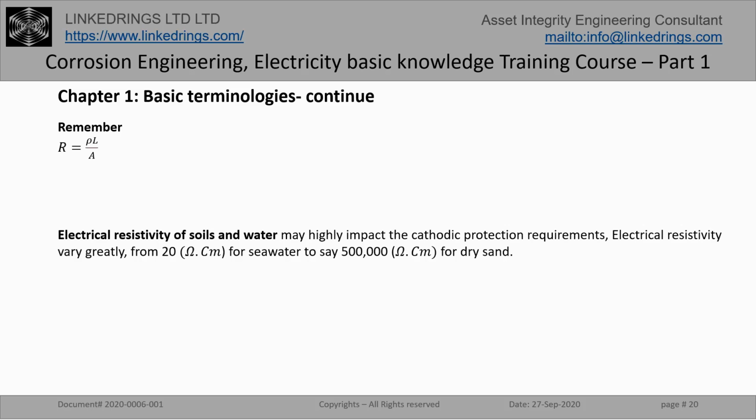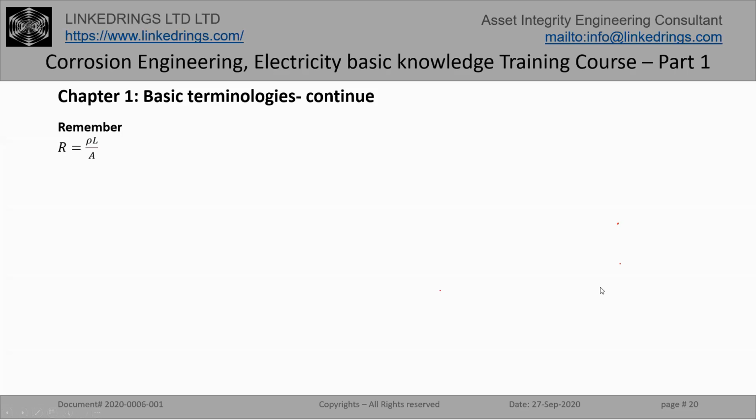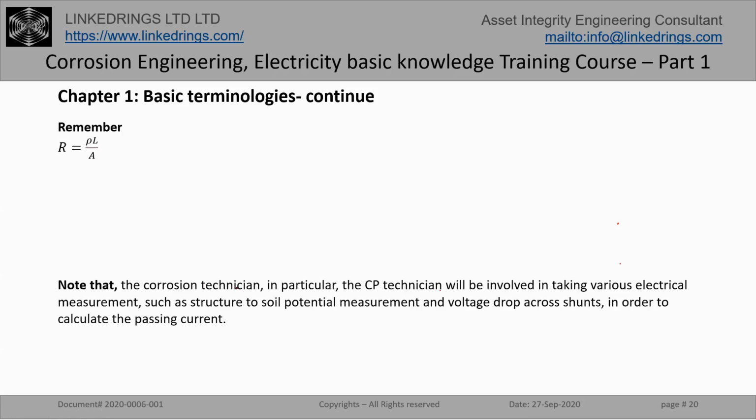Electrical resistivity varies greatly. It could be, for example, 20 ohm centimeters for seawater. This is a good conductor. And a very high value of 500,000 ohm centimeters for dry sand. Note that the corrosion technician, in particular the CP technician, will be involved in taking various electrical measurements, such as structure to soil potential measurements and voltage drop across shunts in order to calculate the passing current.